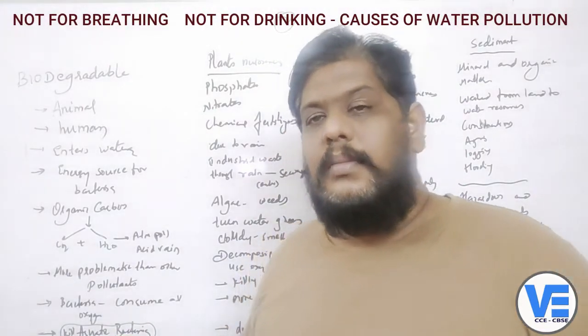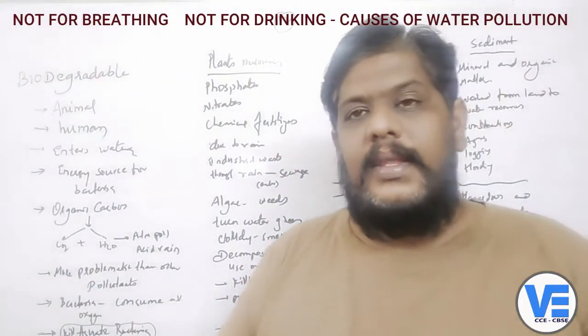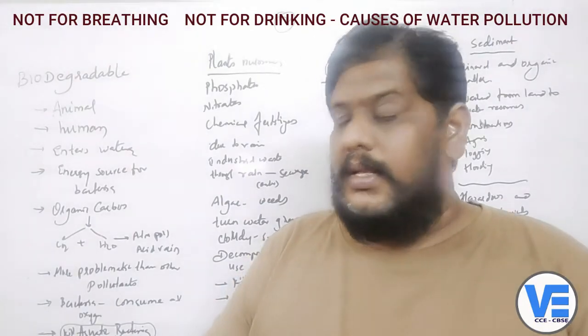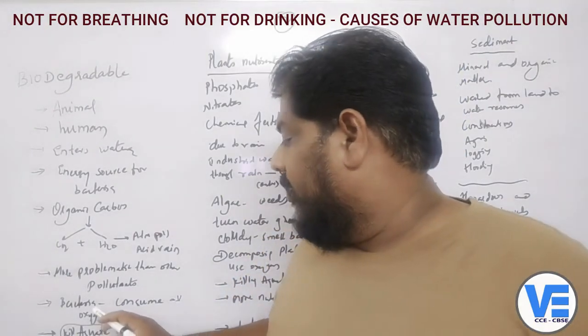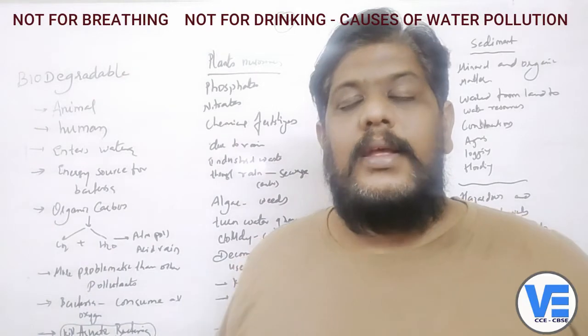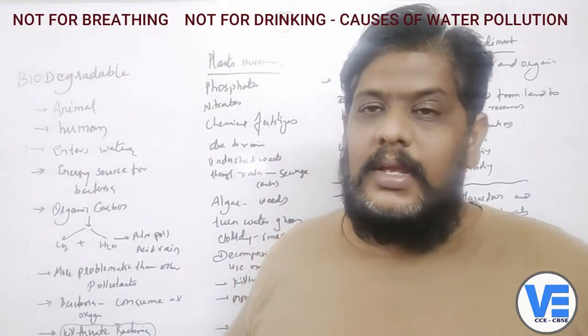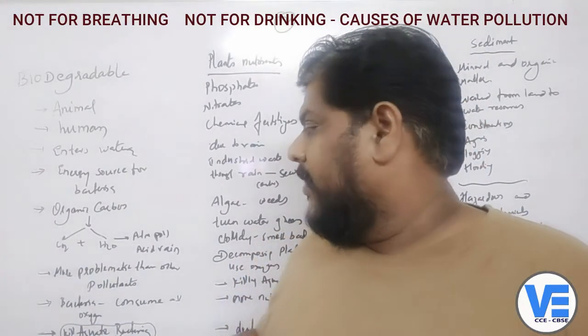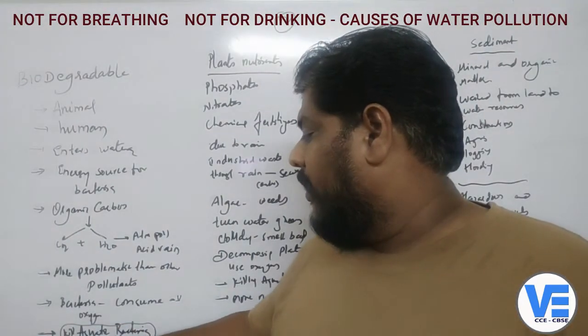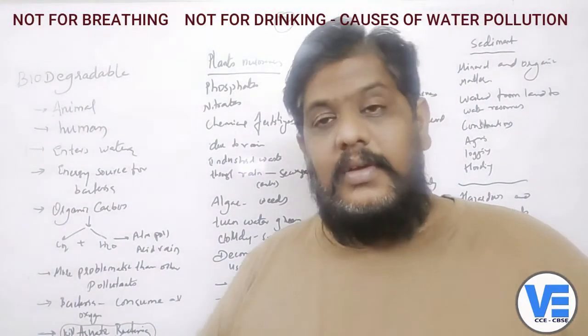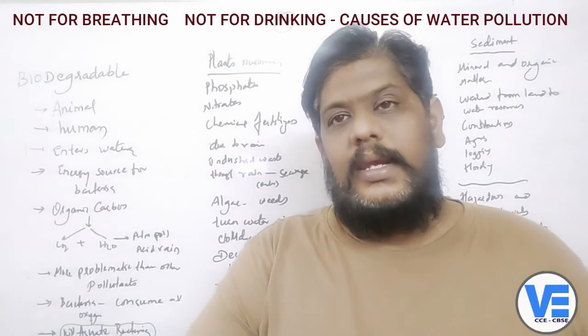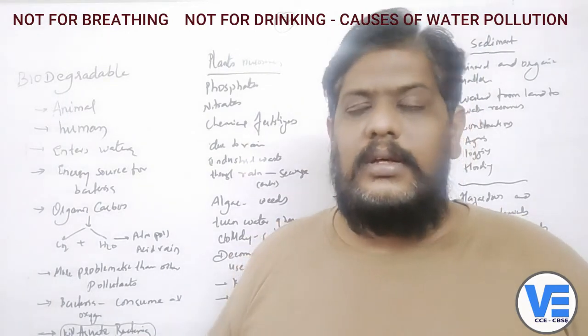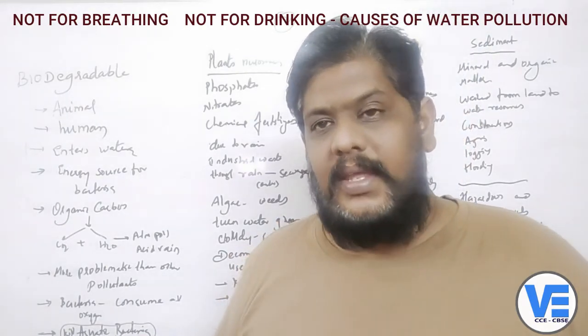So all these bacteria are actually killing the aquatic organisms because they are consuming the amount of oxygen. So if the oxygen is taken, then what will happen? Then the aquatic life will be affected. Aquatic life in the sense here, you can take the animals and also the plants. Both of them will be affected.